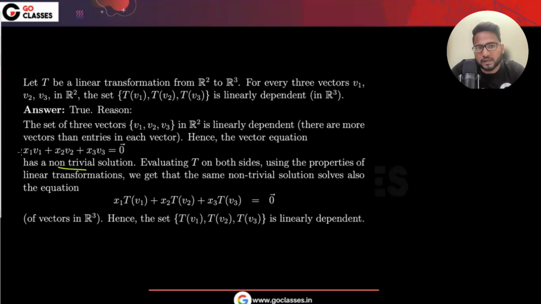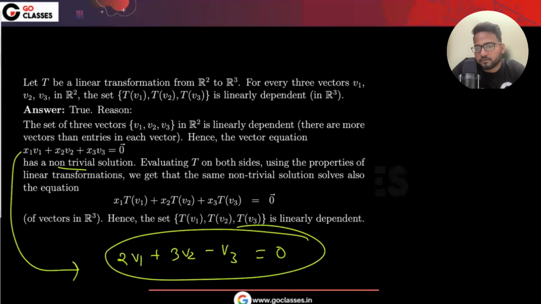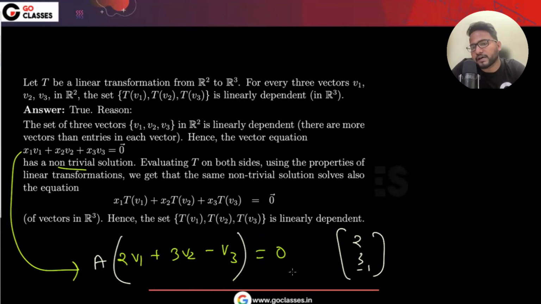So let's suppose 2v1 plus 3v2 minus v3 is making 0. Then what is the solution of this? 2, 3, and minus 1, right? For every such solution, you have a non-trivial solution of the linear transformation also. Because in linear transformation, you are doing nothing but multiplying by A. So if this has a non-trivial solution, then this also has a non-trivial solution, right?